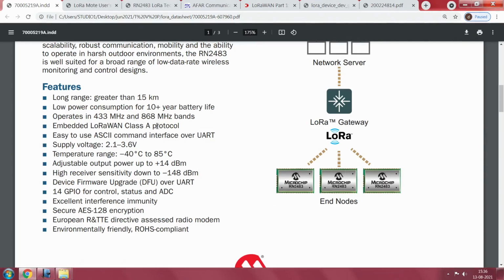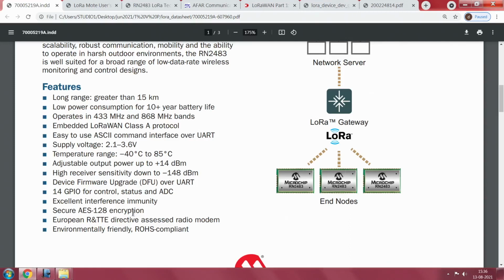Embedded LoRaWAN Class A protocol, leave that because we are not going to elaborate on it now. What we are interested in is output power, which is PO as we had discussed, which is plus 14 dBm. Receiver sensitivity is down to minus 148 dBm, best in class, even better than what GPS modules can actually provide, or maybe around the same range, and then so many other related things.